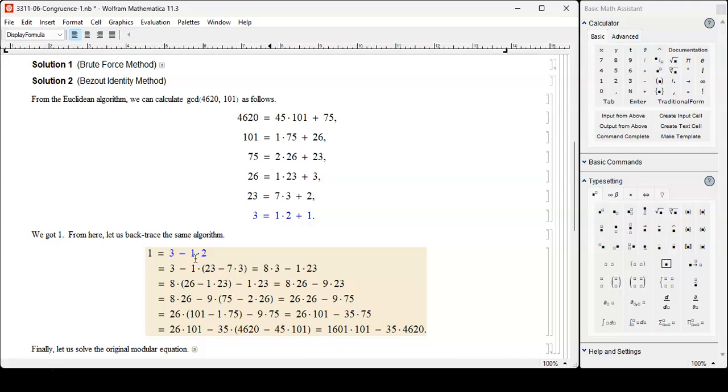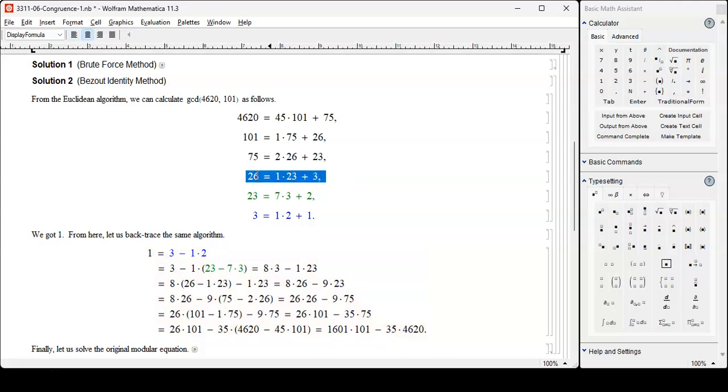Next, 3 versus 2. 2 is smaller. So this 2, we can use the next line here so that 2 is 23 minus 7 times 3. We get this, as highlighted in green. And then simplify. We get 8 times 3, yeah? Negative 1 times negative 7, so positive 8. And then minus 1 times 23, and 3 is smaller.